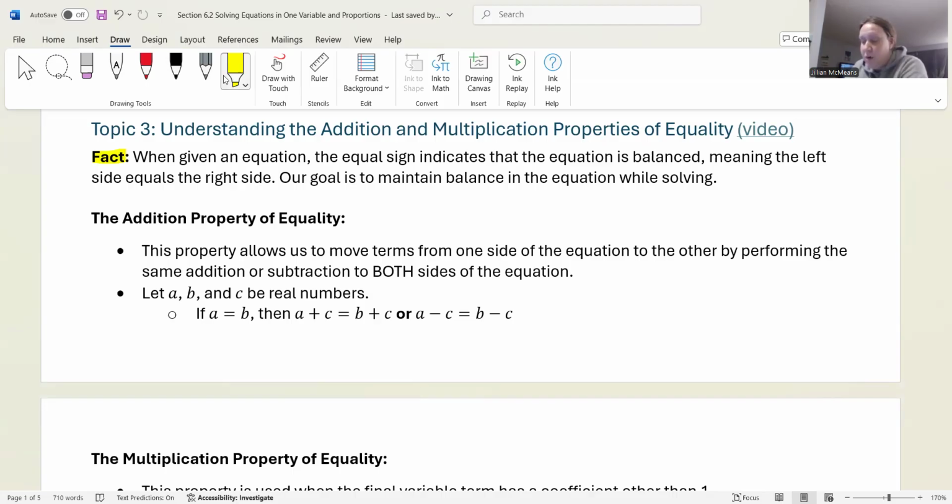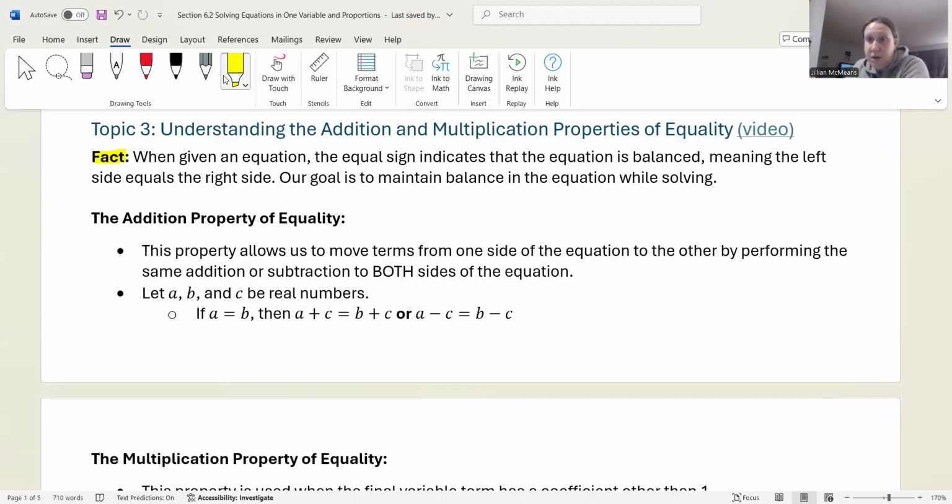So we're going to say that we have A, B, and C. A, B, and C are going to be real numbers. That means they can be whole numbers, they can be integers. Integers are like whole numbers and then their opposite counterparts, so those negatives. We could have decimals, we could have fractions, so just numbers.